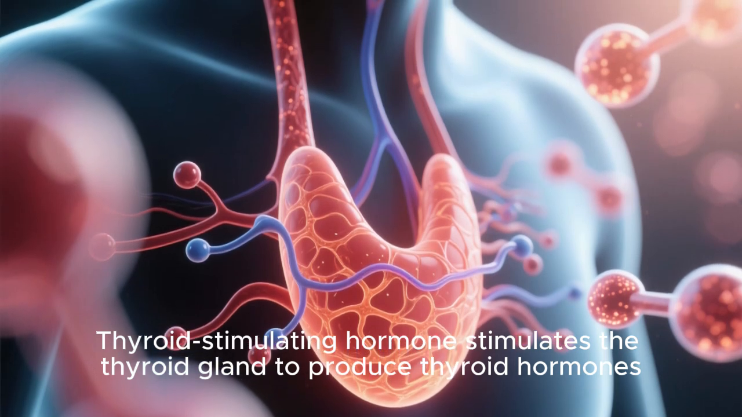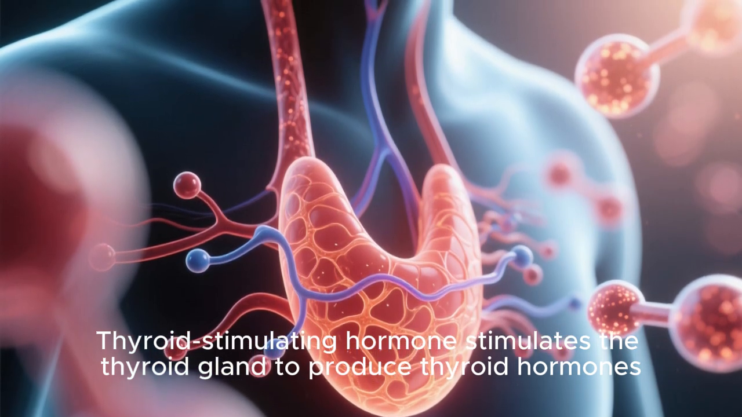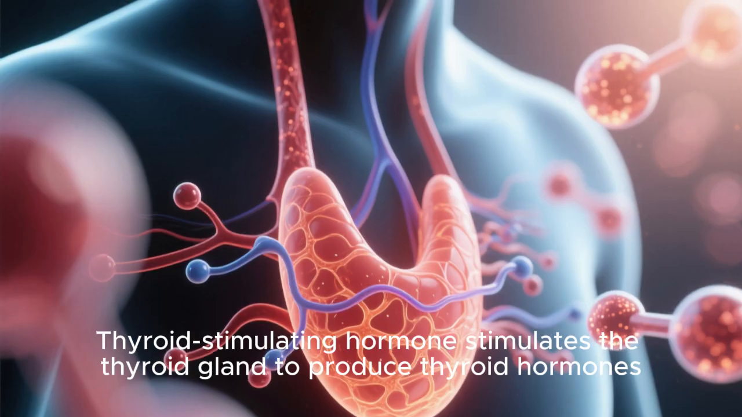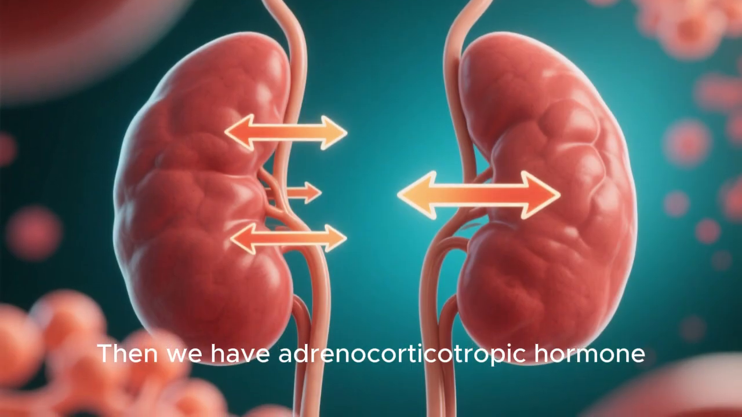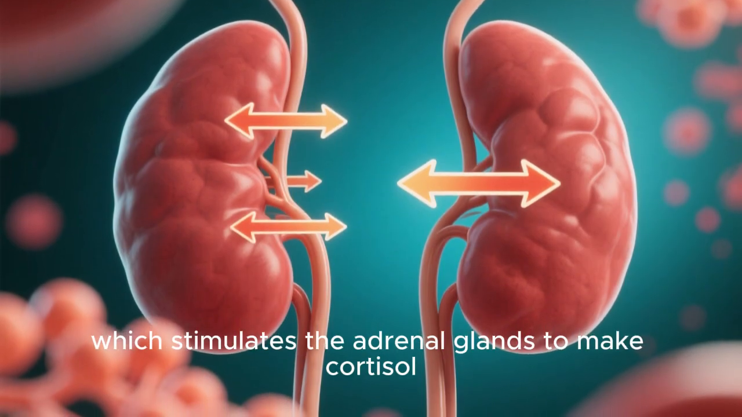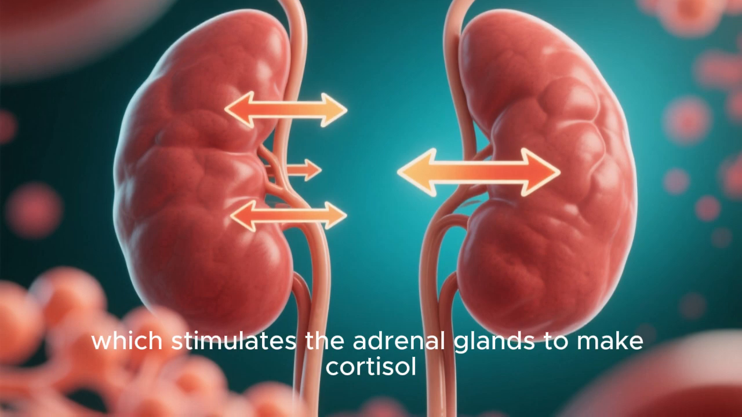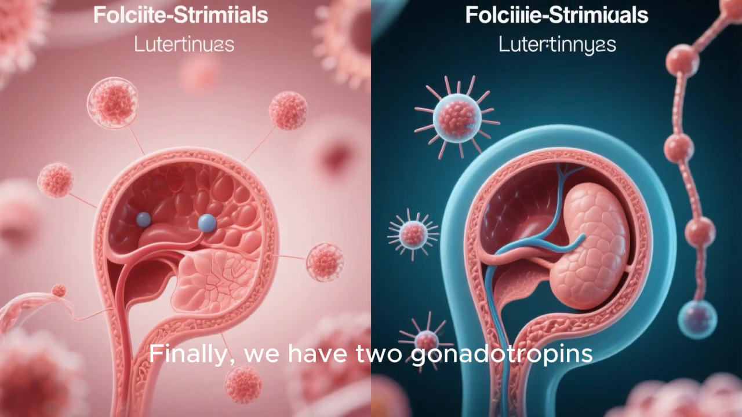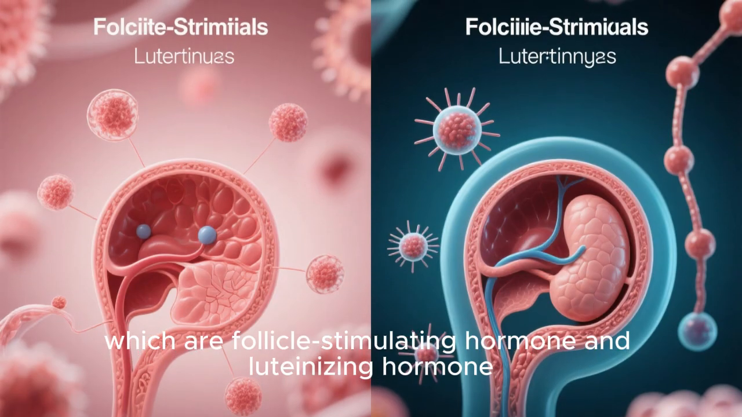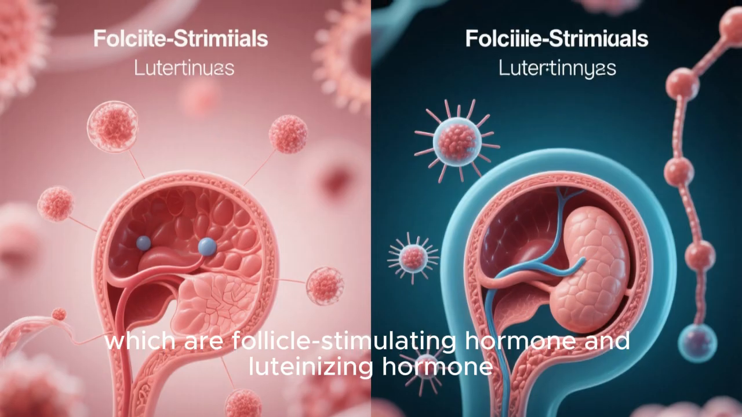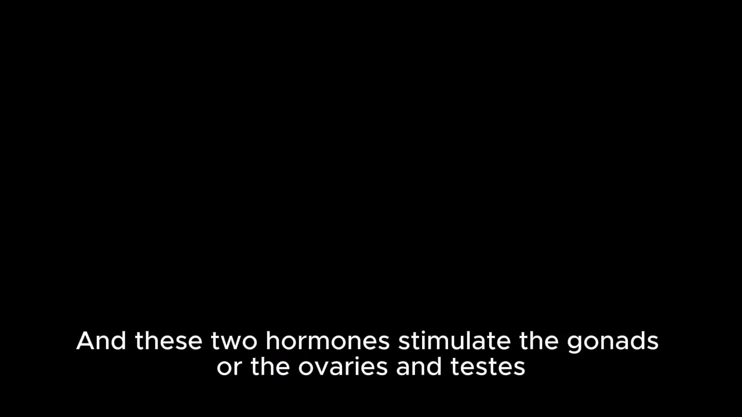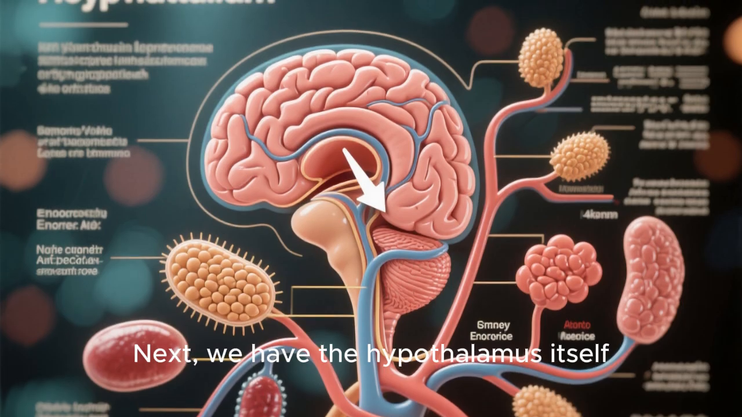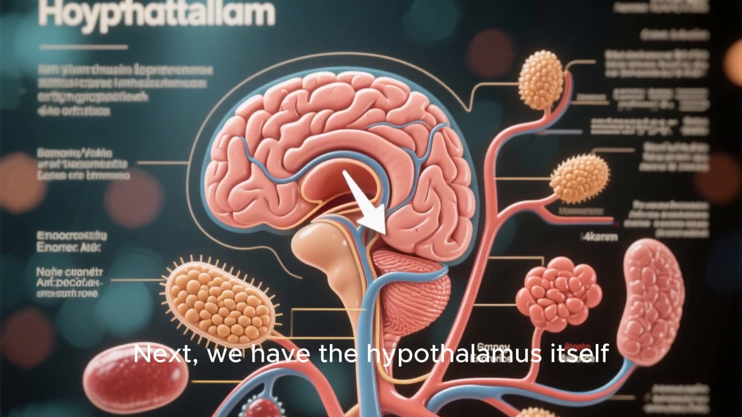Thyroid-stimulating hormone stimulates the thyroid gland to produce thyroid hormones. Then we have adrenocorticotropic hormone, which stimulates the adrenal glands to make cortisol. Finally, we have gonadotropins, which are follicle-stimulating hormone and luteinizing hormone. And these two hormones stimulate the gonads, or the ovaries and testes, to make sex hormones like estrogen, progesterone, and testosterone. Next, we have the hypothalamus itself.